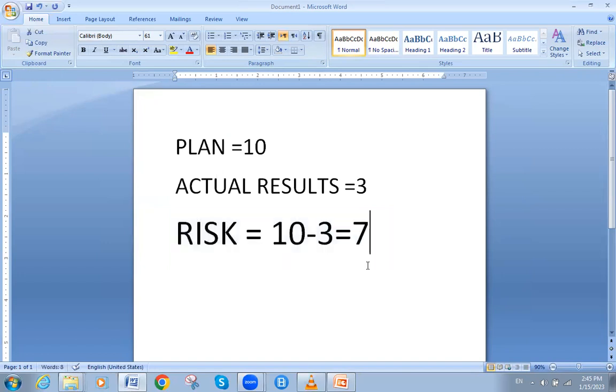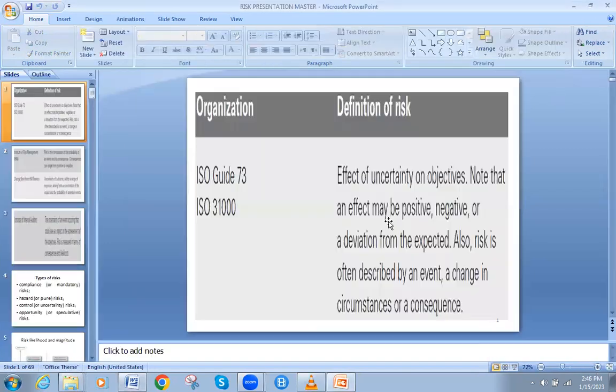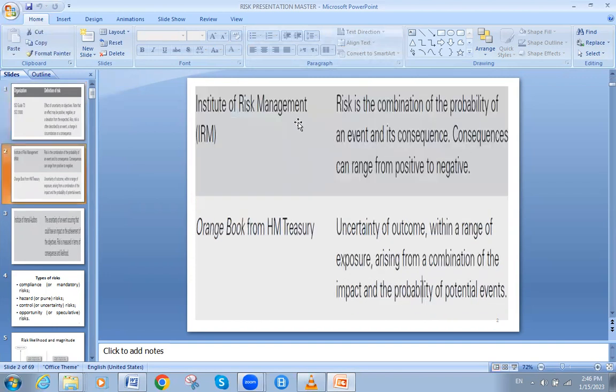This is the meaning of the word risk. So risk is the difference, or the gap, between the actual and the expected results. The actual results are what we really get.